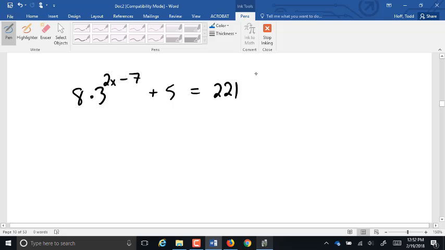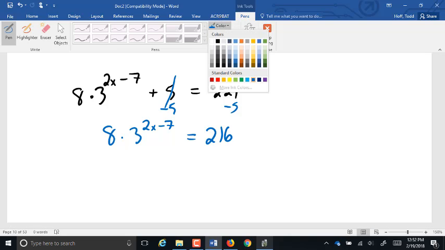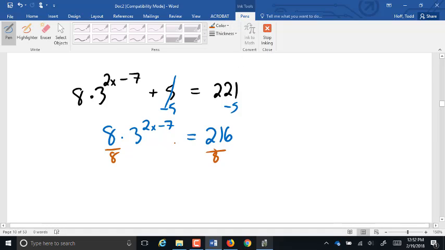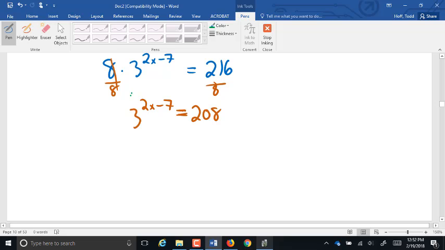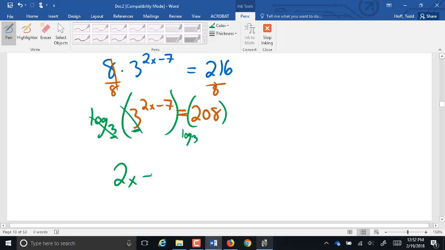Tell me what to do here. We've got to subtract the 5. So we're left with 8 times 3 to the power of 2x minus 7 equals 216. Divide by 8. Very good. So 3 to the power of 2x minus 7 equals 208. And then, there you go, log base 3. It has to be base 3 because the base of this exponent is 3. We're getting rid of the base. So log base 3 cancels that out, leaving us 2x minus 7 equals log base 3 of 208.